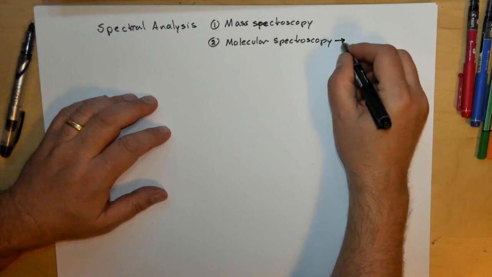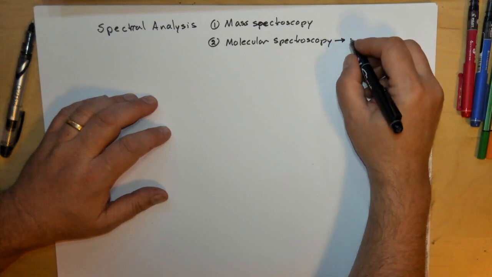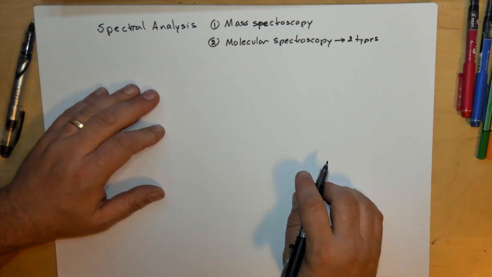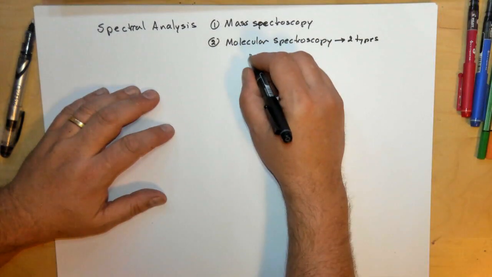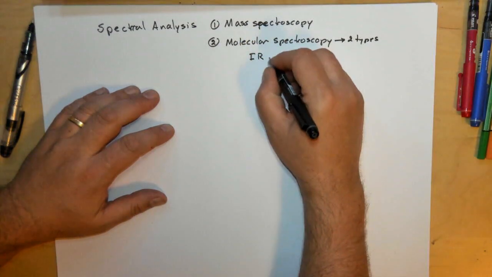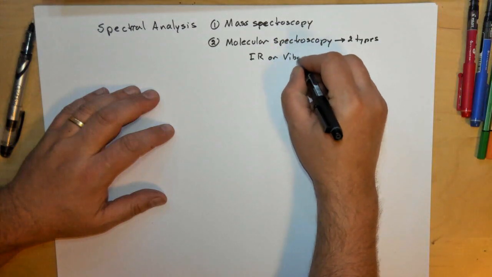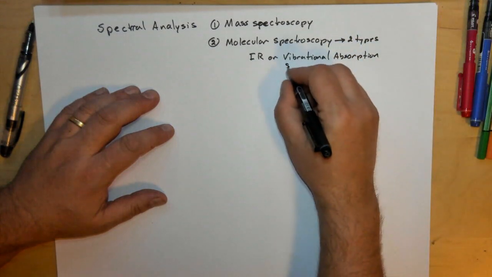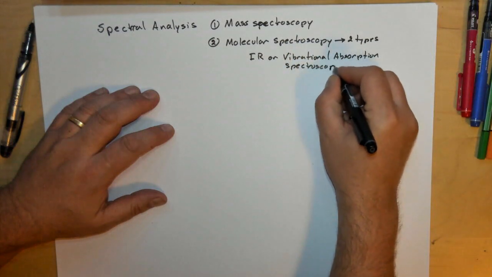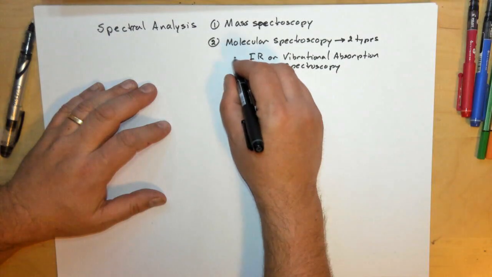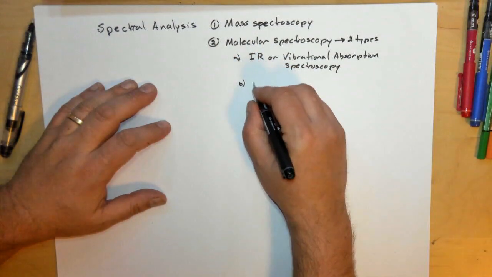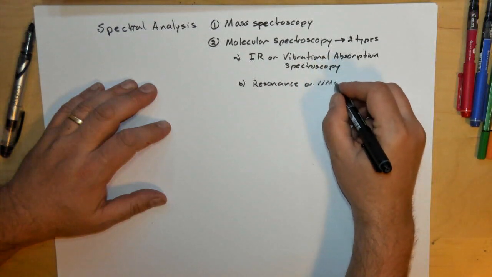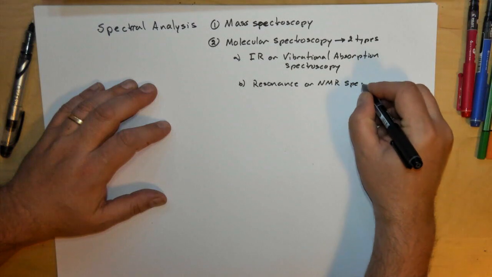And molecular spectroscopy actually has many types, but we're only going to discuss two. One of them is going to be infrared, or vibrational absorption spectroscopy, and so that's A, and B, nuclear magnetic resonance, or HNMR spectroscopy.